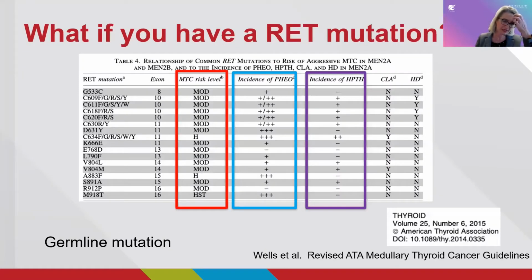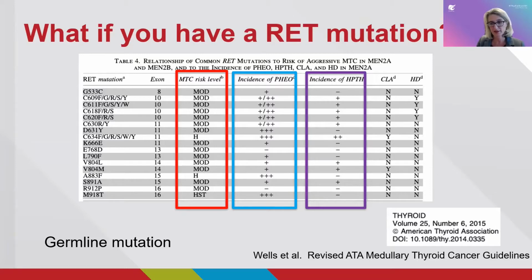So this is something that's in the ATA, or the American Thyroid Association, medullary guidelines. I only put this up here not for you to memorize, but to show what I really like about it, which is that it shows the different types of RET mutations and what their risk level is for various components of the syndrome. So MTC risk level, they've classified it as moderate, high, and highest. And then this dictates how young you might recommend somebody would have their thyroids removed to prevent medullary thyroid carcinoma from occurring.